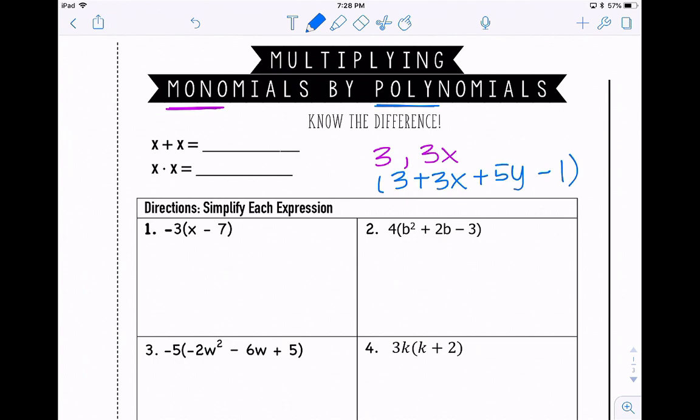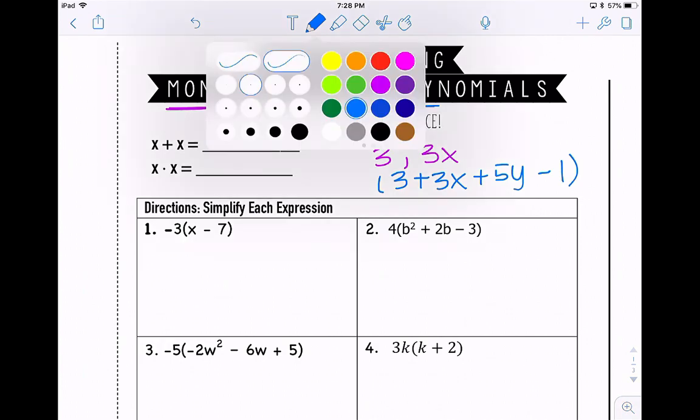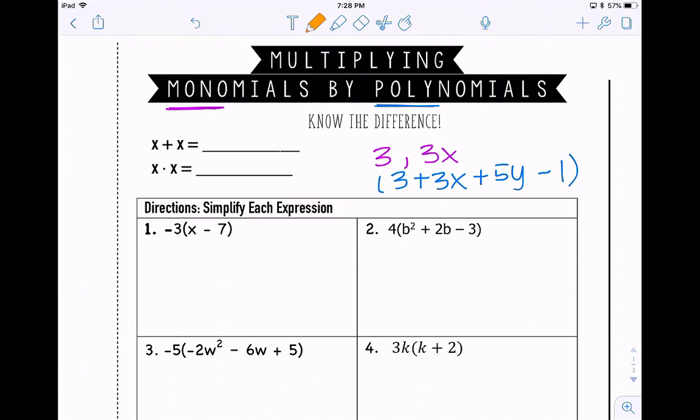So again, what we're going to be doing today is multiplying one piece, like 3 or 3x, times a polynomial, a multi-piece expression. Before we do that, it is really important that you know the difference between x plus x and x times x. We have been adding variables for the last few weeks. So this is like 1x plus 1x. Hopefully you remember we just add the 1 plus 1 and we get 2, and then we keep the x term with that. So this would just be 2x.